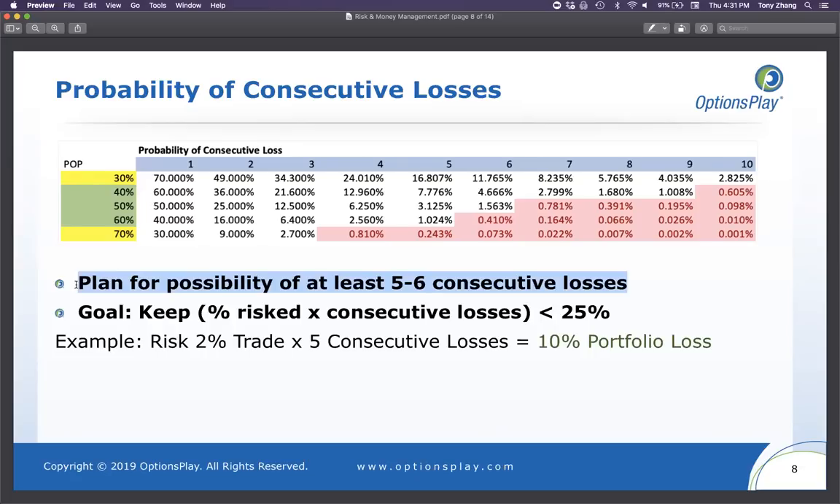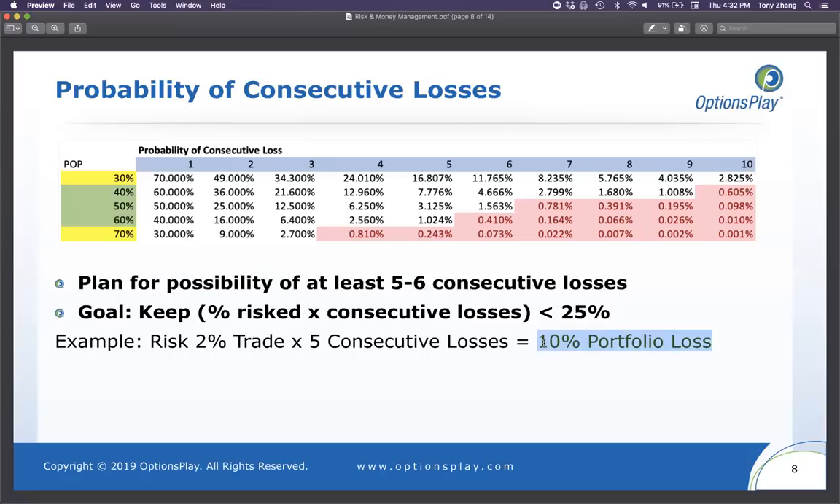That's not impossible. So what you really have to do is some basic arithmetic to understand how you can keep yourself from losing more than 25% of your account. And it's a simple math formula. The percentage that you're willing to risk per trade times the consecutive losses that you might want to plan for. So for example, if you're risking 2% of your account per trade and you have 5 consecutive losses in a row, that will equate to a 10% portfolio loss, which is well within the range of what we're saying is below 25%. So that's why we generally want to look at this 1 to 2% range, because you want to plan for at least, in my opinion, 5 to 6 consecutive losses. In a bad month like we had in December, you may have seen 8 or 9 consecutive losses.